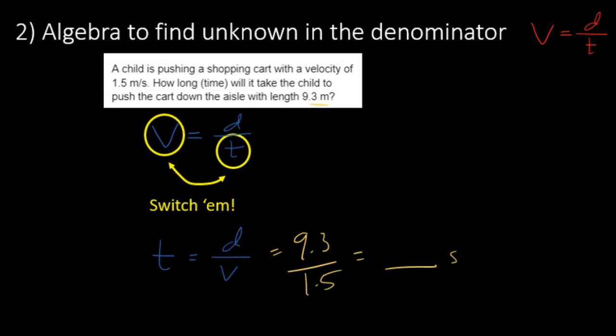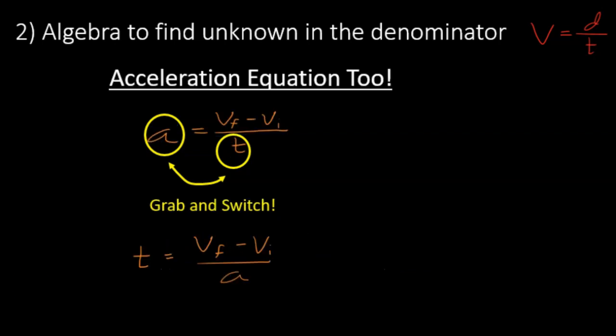So you grab them and you flip them. The nice thing is that always works. As long as you're grabbing everything that's on the left and everything that's in the denominator and you flip them, it even works for our acceleration equation. Any equation where you have something on the left and something on the bottom. So that's what a lot of my students remember. They think in their head, I grab them and I flip them.